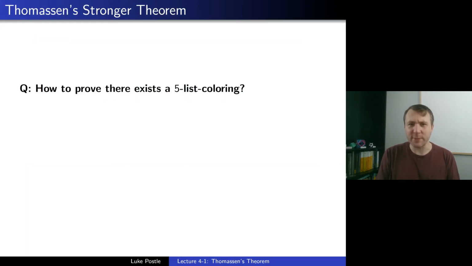Let me just say a little bit about that. How do you prove that there exists a 5-list coloring? Just generally, not even for planar graphs.